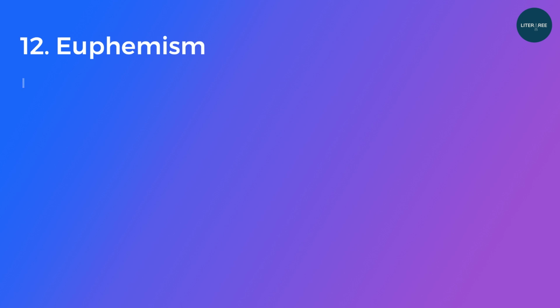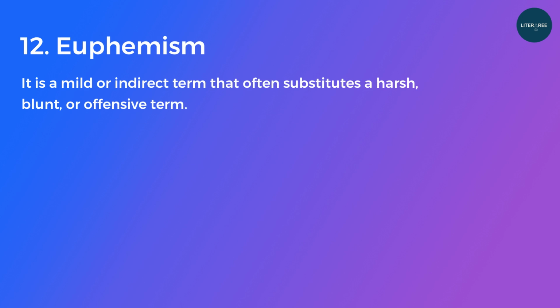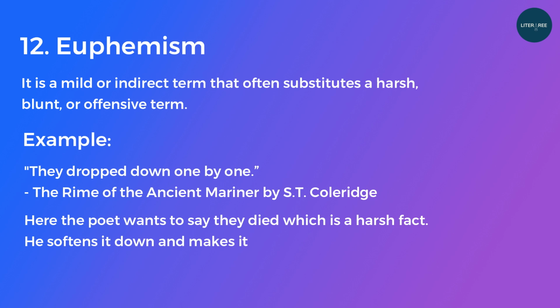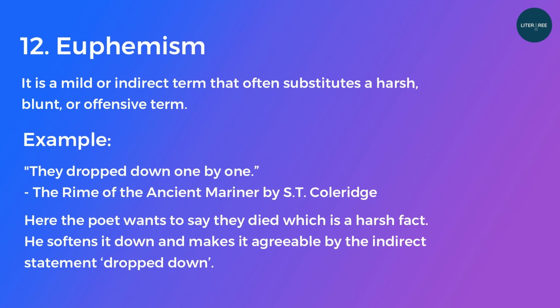Euphemism. Euphemism is a mild or indirect term that often substitutes a harsh, blunt, or offensive term. Look at this example from the famous poem The Rime of the Ancient Mariner by S.T. Coleridge. They dropped down one by one. Here the poet wants to say that they died, which is a harsh fact, but he softens it down and makes it agreeable by the indirect statement dropped down.